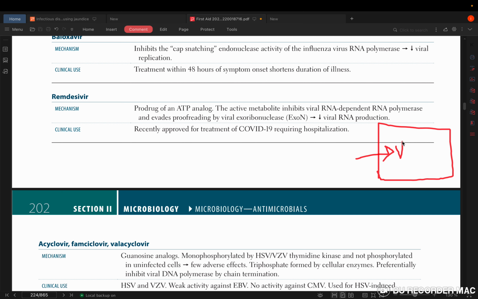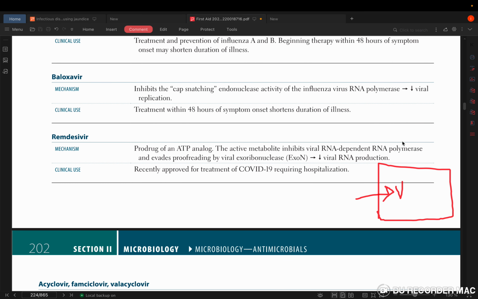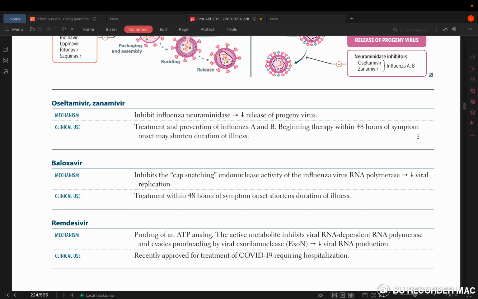Absolutely, they must use us. They use us, they use our machinery, and after using our machinery, we start the replication process of the virus. So they make more virus, and then it's released. Yes? So when it's released, it infects so many cells around it.